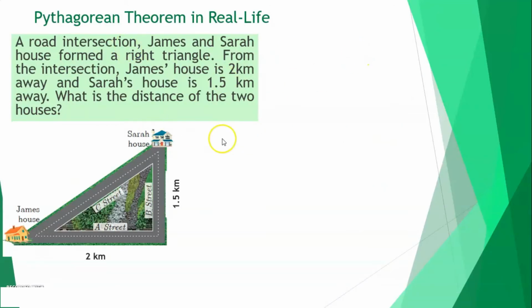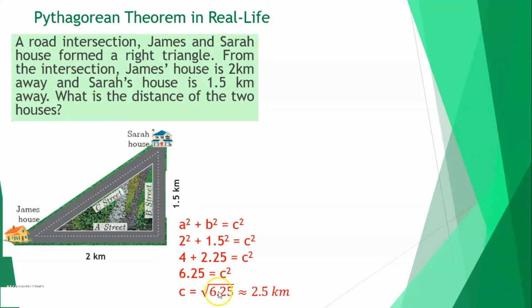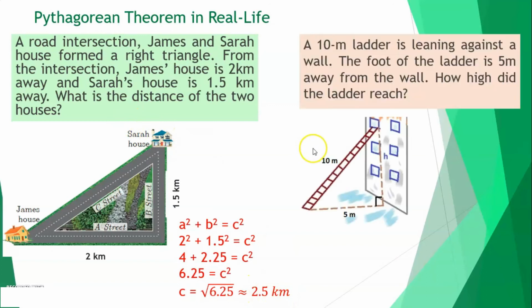Now, the Pythagorean theorem in real life. A road intersection, James's house, and Sarah's house form a right triangle. From the intersection, James's house is 2 kilometers away and Sarah's house is 1.5 kilometers away. What is the distance between the two houses? In this case, that would be a squared plus b squared equals c squared. Substituting, 2 squared plus 1.5 squared is 6.25. Getting the square root of both sides, the value for c is approximately 2.5 kilometers.